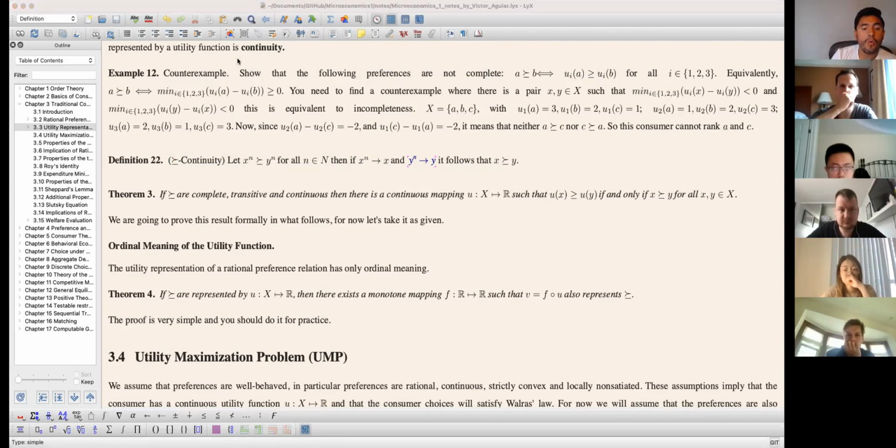So basically, if xn goes to x and yn goes to y, then it has to be that in the limit x is also preferred to y. The classical counterexample is going to be in the world of lexicographic preferences. When we study this more formally in a bit, I'm going to provide an example with lexicographic preferences, but bear in mind that continuity of preferences is not really a behavioral property, it's a technical property. Why is it not behavioral? Because it's not testable.